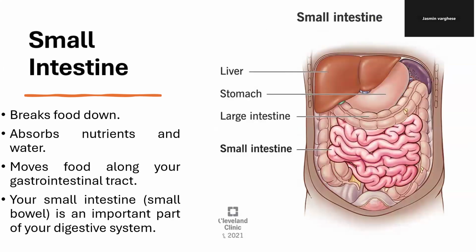Small intestine. Breakdown of food will take place in the small intestine. It absorbs nutrients and water. So the small intestine will break down the food, help in the absorption of nutrients and water, and move food along your gastrointestinal tract. Your small intestine, or small bowel, is an important part of your digestive system.